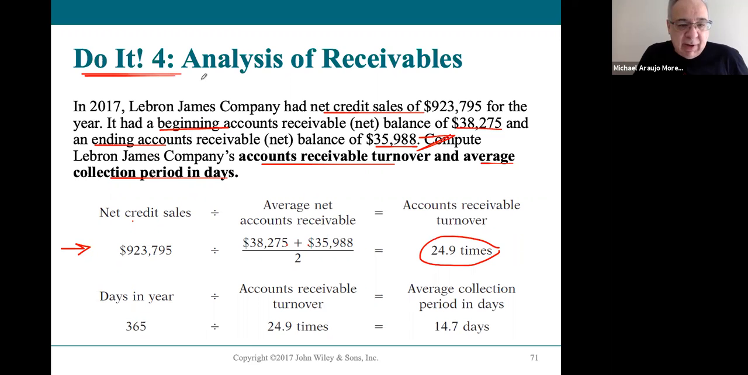But what would you expect from LeBron James? Not mediocrity. You expect really good stuff. So here we go. Once you know it's 24.9 times, you can put that number underneath 365 to figure out the average collection period in days. And they're basically collecting their money every 2 weeks, which is just phenomenal, right? Most companies wait up to 30 days. Here they're collecting them in 2 weeks. So they're doing something right, clearly.